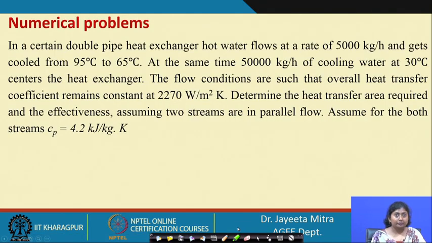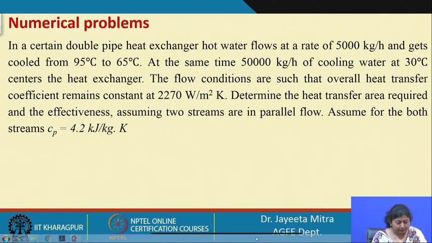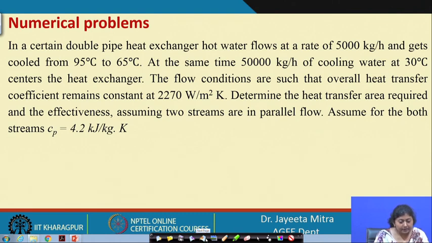Now, we will solve one numerical problem, so that you can understand how we proceed. So, the problem is, in a certain double pipe heat exchanger, hot water flows at a rate of 5000 kg per hour and gets cooled from 95 to 65 degree Celsius, okay. So, this is the temperature profile of the hot fluid.